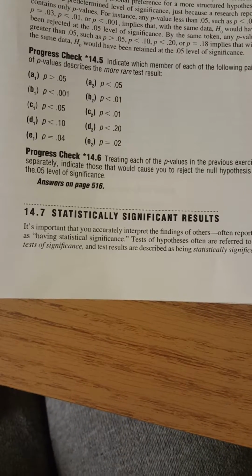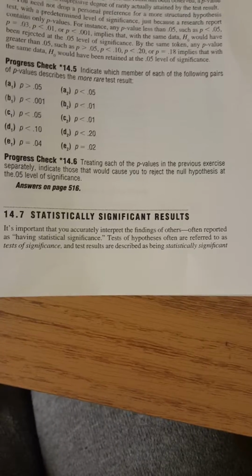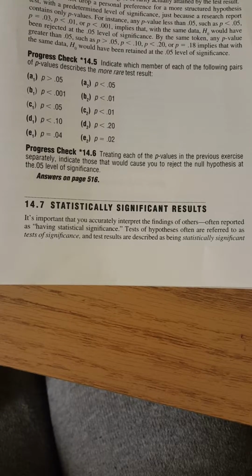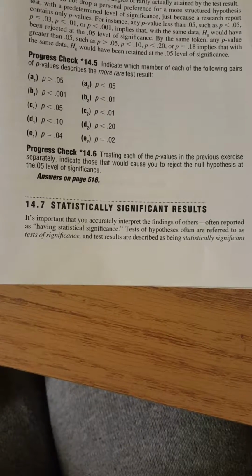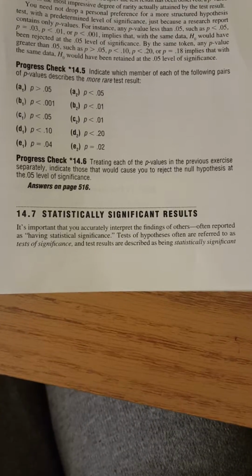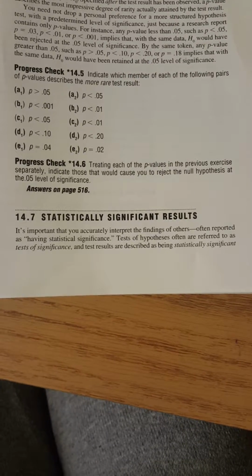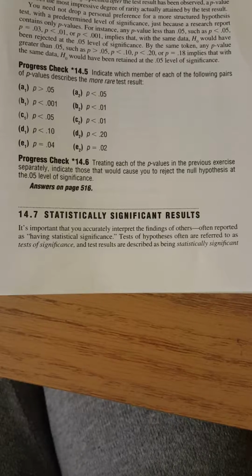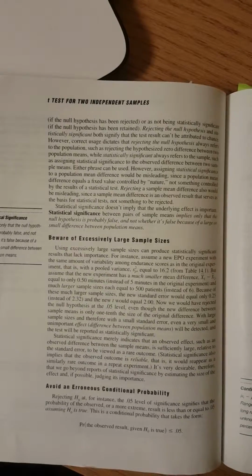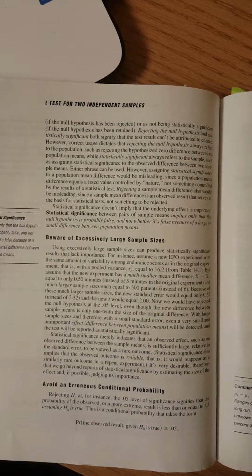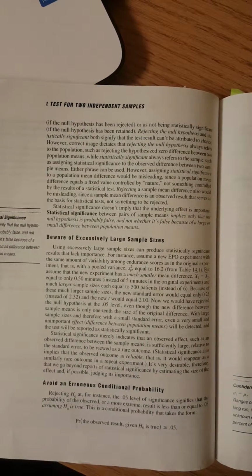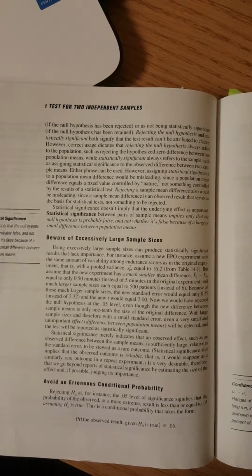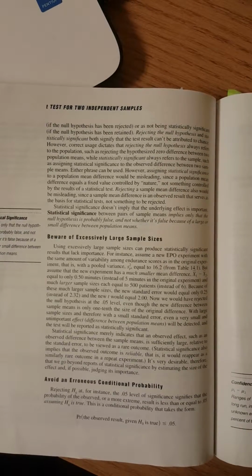14.7 Statistically significant results. It's important that you accurately interpret the findings of others, often reported as having statistical significance. Tests of hypothesis often are referred to as tests of significance, and test results are described as being statistically significant. Rejecting the null hypothesis and statistically significant both signify that the test result cannot be attributed to chance.